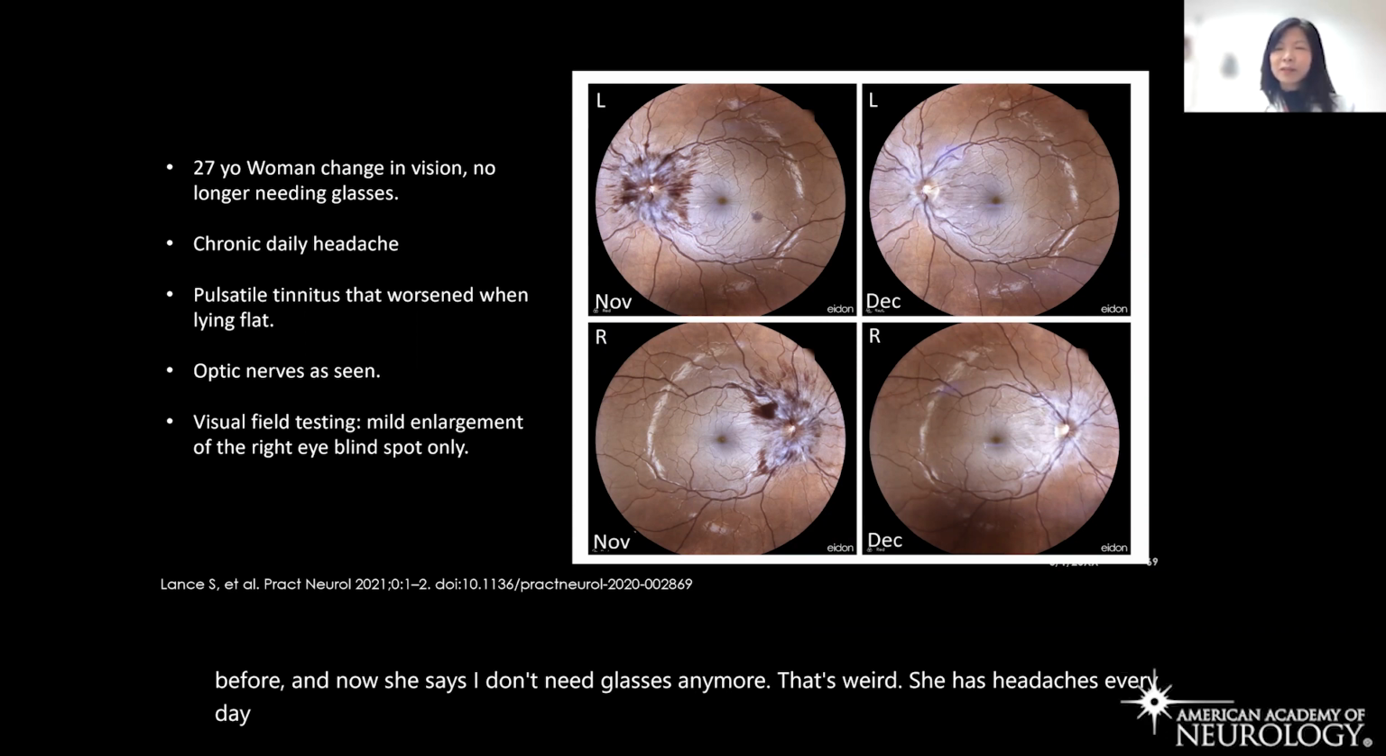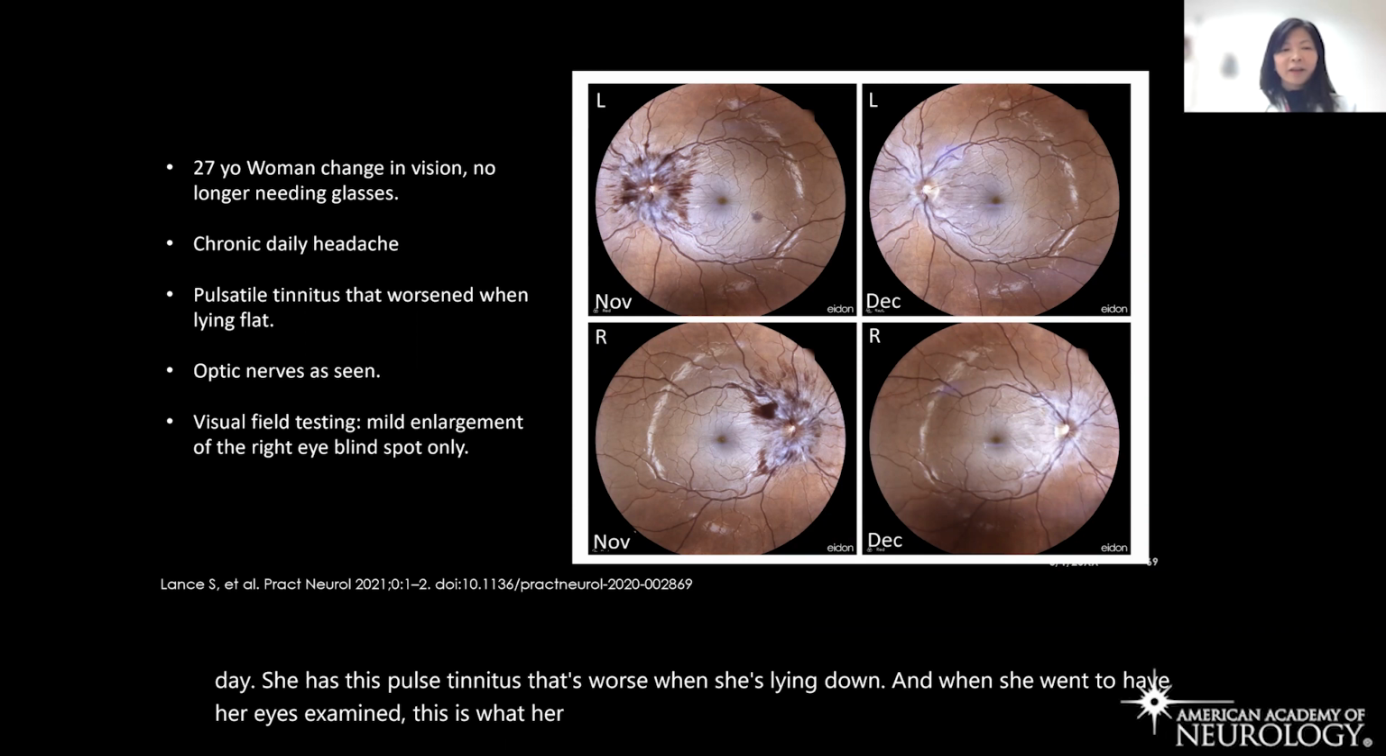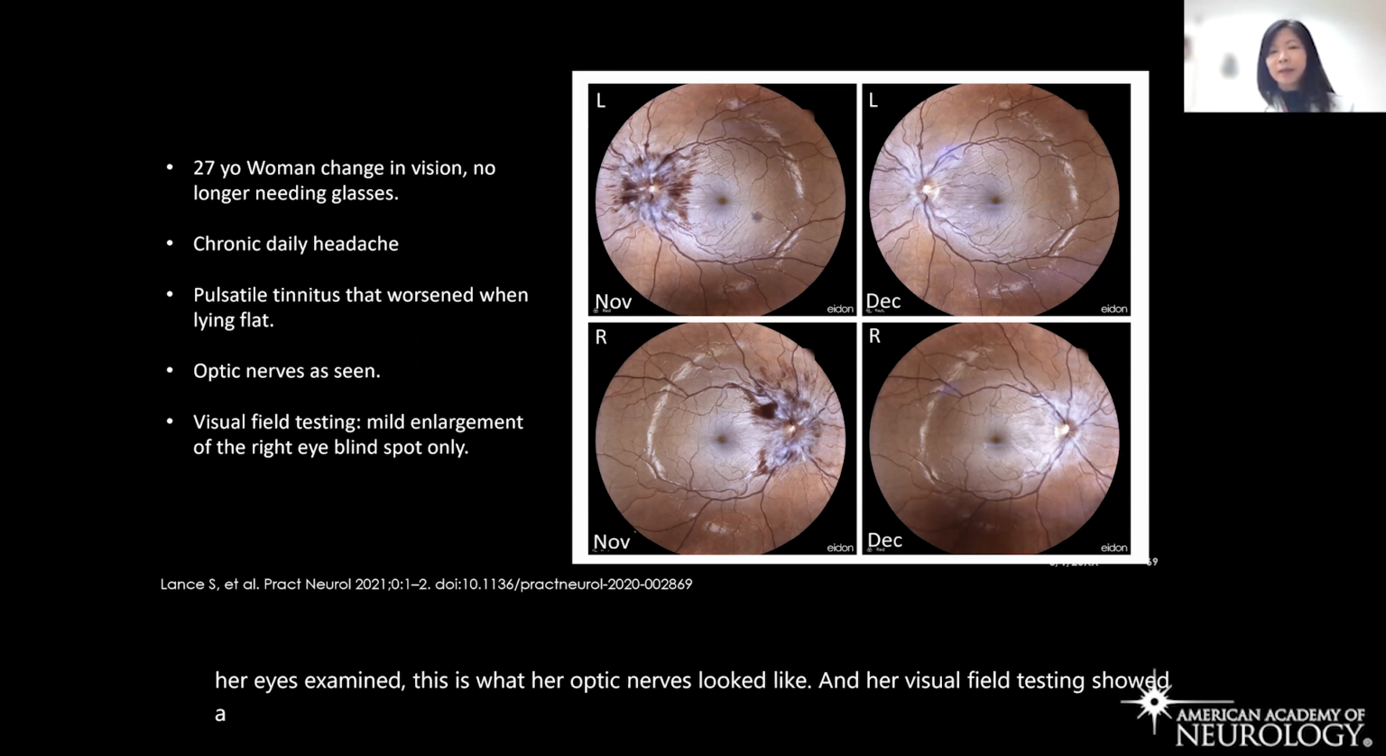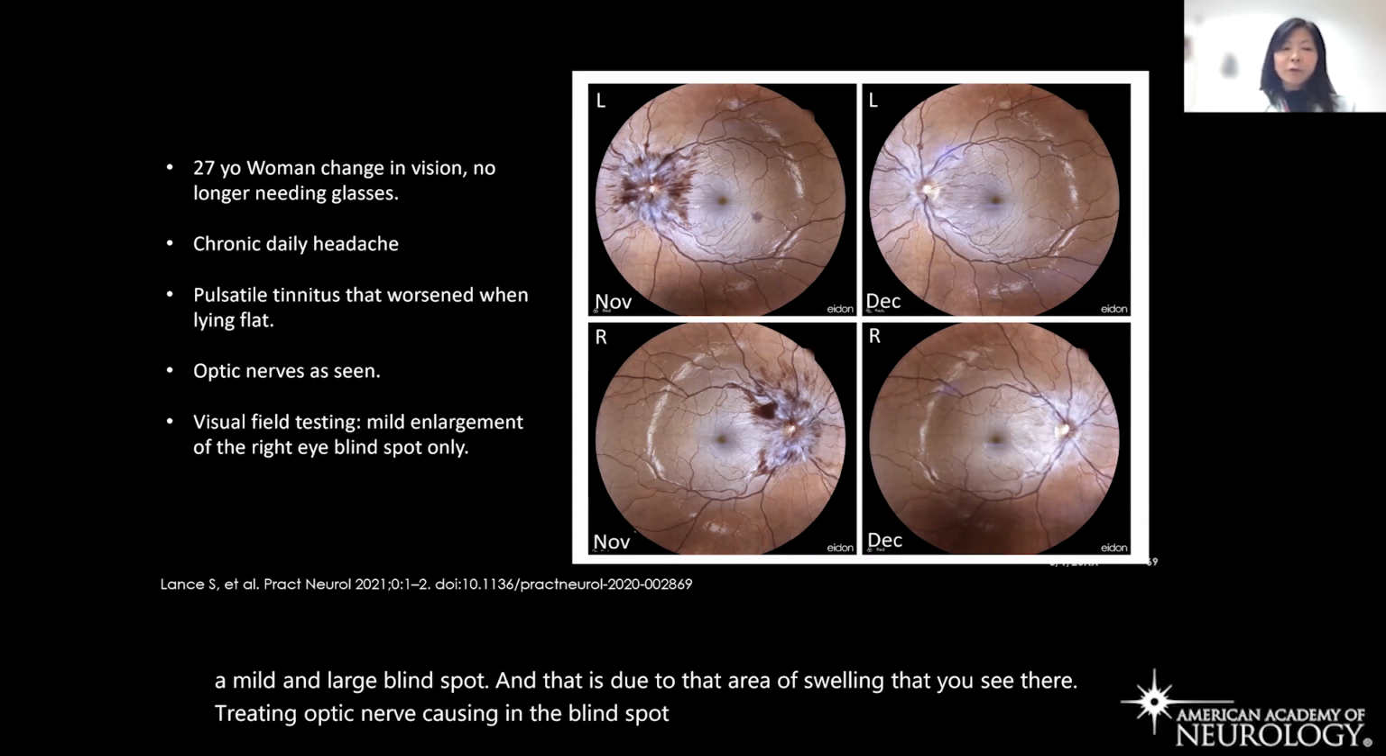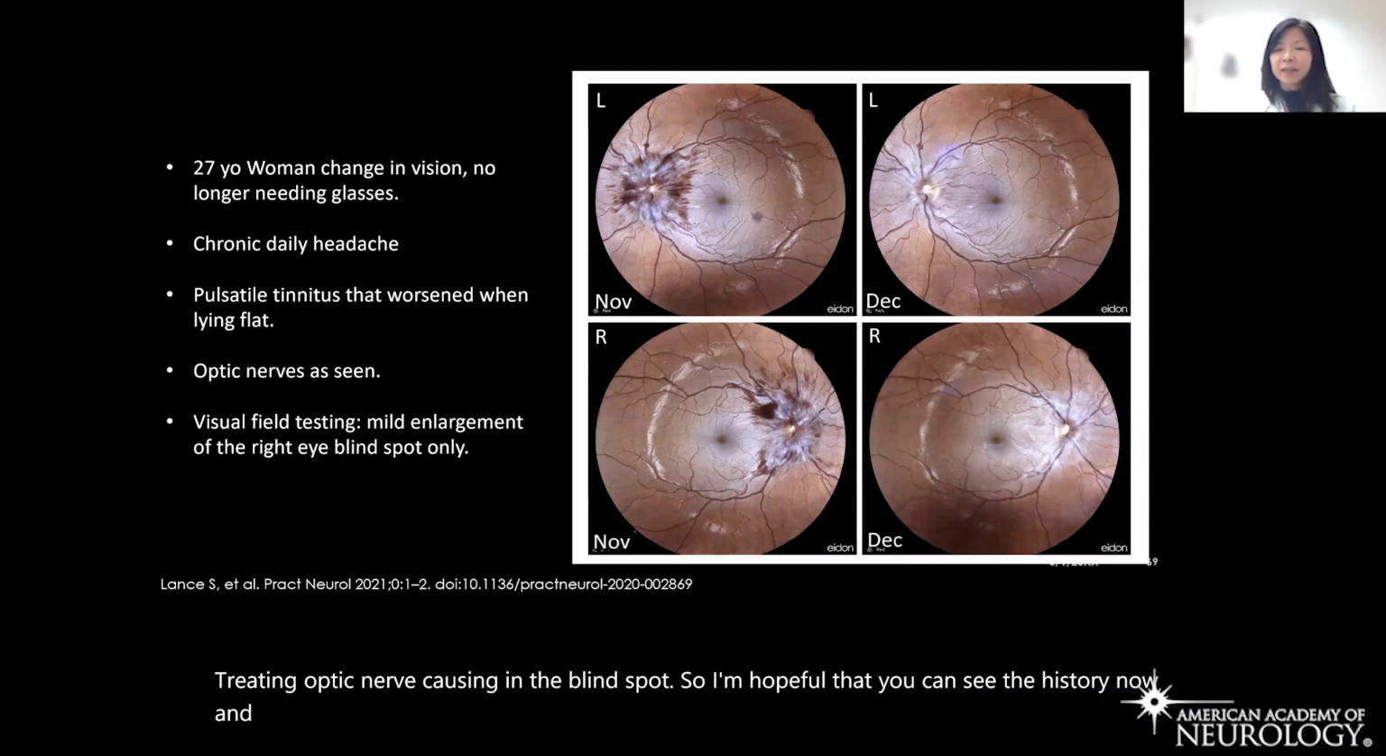She has this pulse tinnitus that's worse when she's lying down. And when she went to have her eyes examined, this is what her optic nerves look like. And her visual field testing showed a mild enlarged blind spot. And that is due to that area of swelling that you see there due to the optic nerve, causing the blind spot.